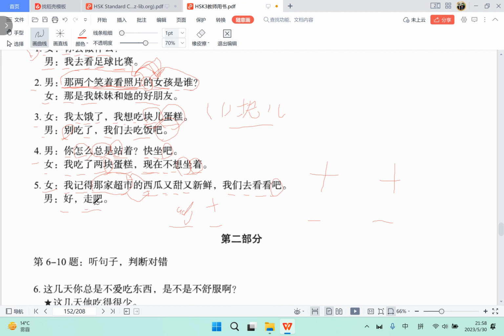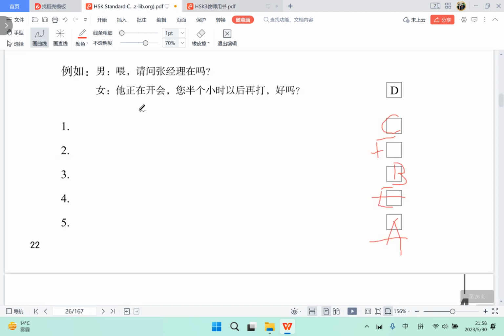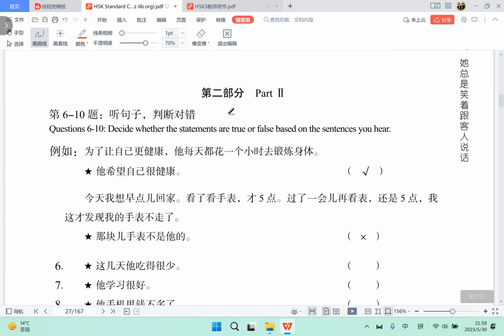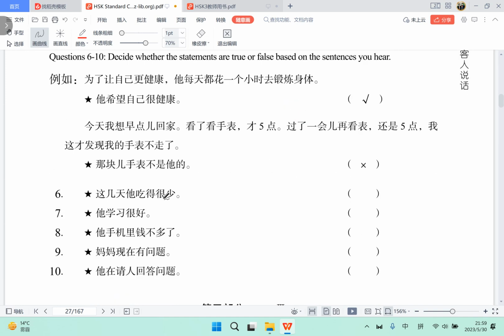So 走, to walk, and 吧 is a soft-tone suggestion, right? So the fifth one, 第五题, you should choose A. Okay, and for the second part, same as before, we're going to check the questions first.